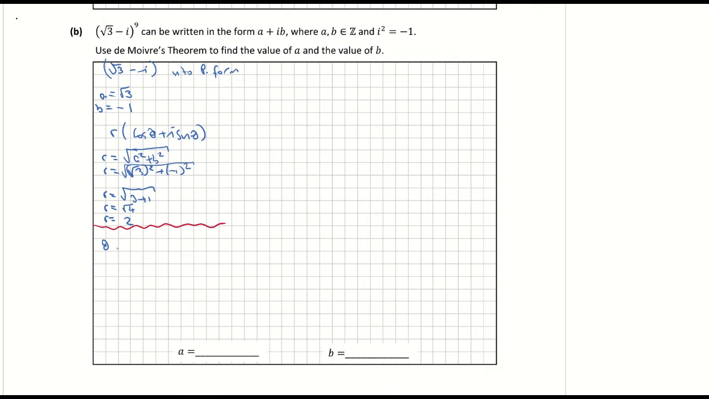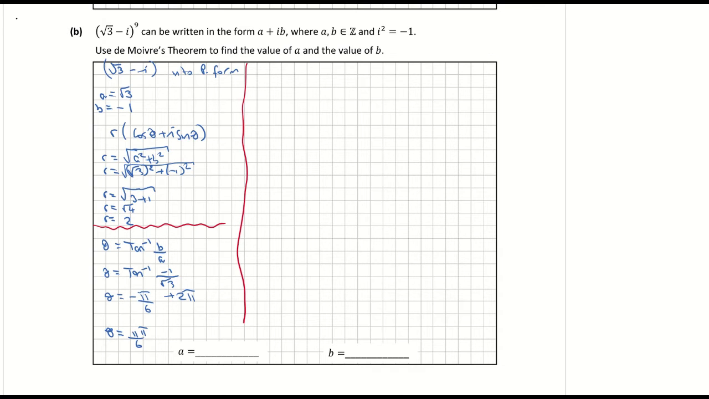Next thing I need to do now is find my angle, my theta, my argument. So that's giving me theta is equal to tan inverse of b over a. So the angle is equal to tan inverse of minus 1 over the square root of 3, which is giving me minus pi over 6, or minus 1/6 pi. I'm going to work to the positive here, so I'm going to add on 2 pi here. I don't want a negative solution. So that's giving me a theta, an angle of 11 over 6 pi.